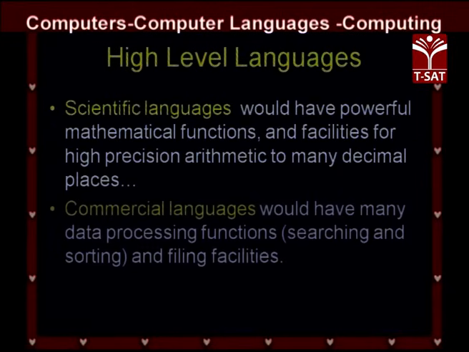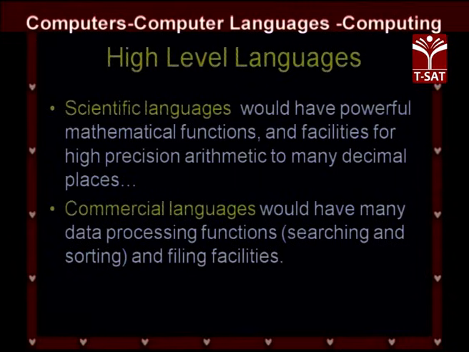So as I said, high level languages are very specific: some scientific languages, some commercial languages. Scientific languages are involved in mathematical functionalities, including any decimal places. So it plays with all decimal kind of stuff. We have powerful mathematical functionalities in scientific languages, so using that, we can do scientific related coding.